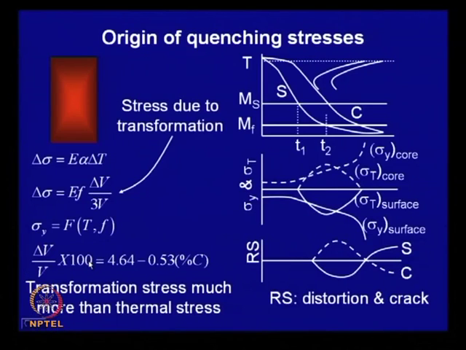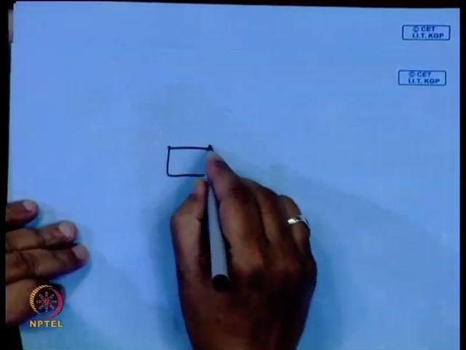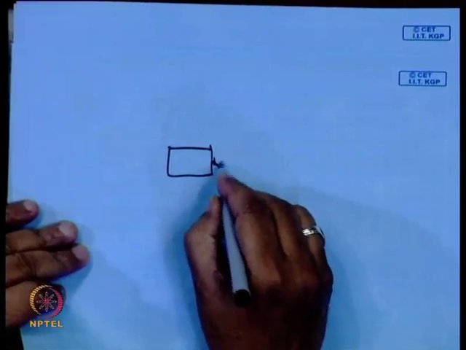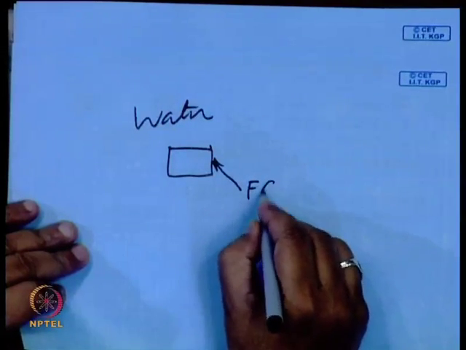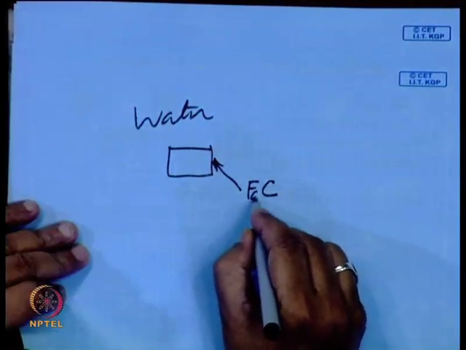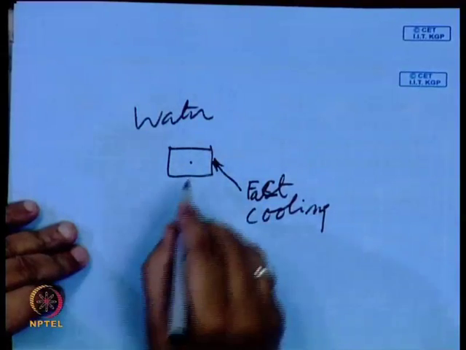Now, because of this process of volume change, both superimposed with the temperature difference, often when you give a heat treatment, particularly when you are quenching a job, when you quench this portion in water, this cools very fast, but inside it still remains hot.